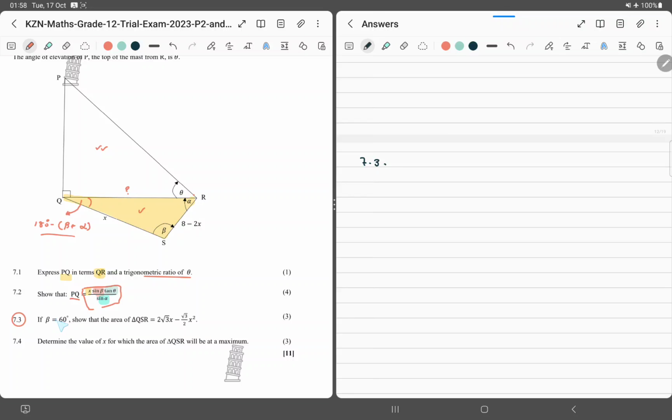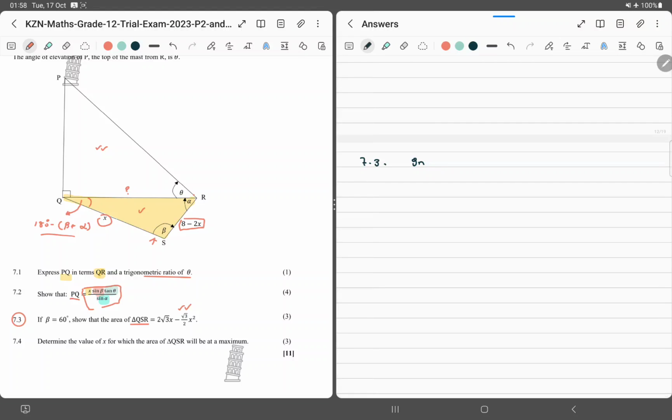Now it says if beta is 60 degrees, show that the area of triangle QSR is this one. So that's good. It's just 3 marks. So essentially, technically, we know that we don't have anything else here except X. So that means we have to choose this side and this side, and this included angle, which is beta. We can use the area rule there.